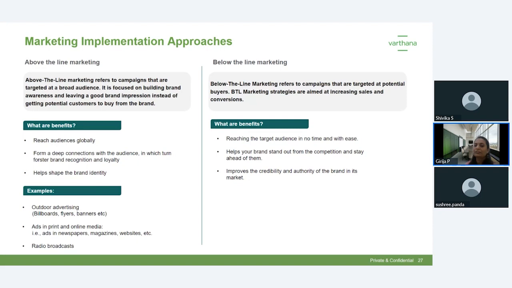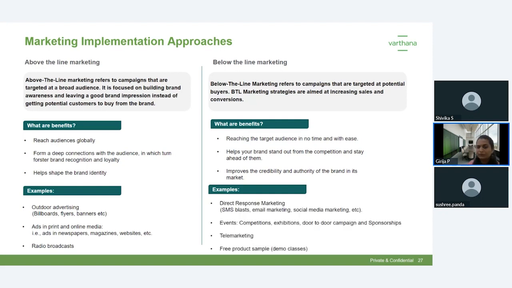It will help you, if you're doing this below-the-line marketing, to make your brand stand out, through the other facilities you are giving to the parents. It will help you stand out from the market and stay ahead. Definitely, it will improve the credibility and authority of your brand within the community and in front of parents as well. And what are the examples of how you can do this?